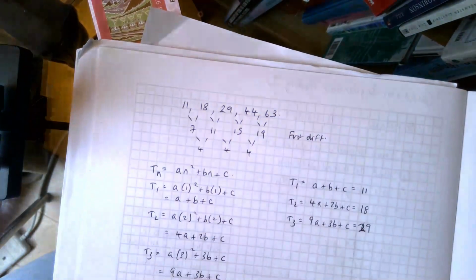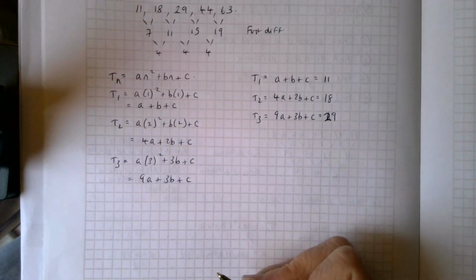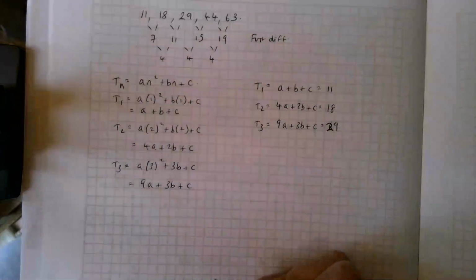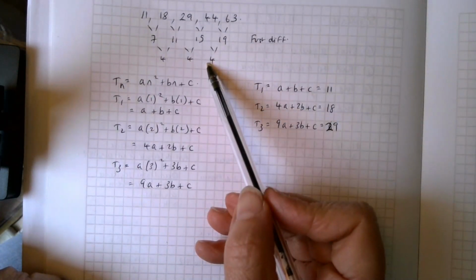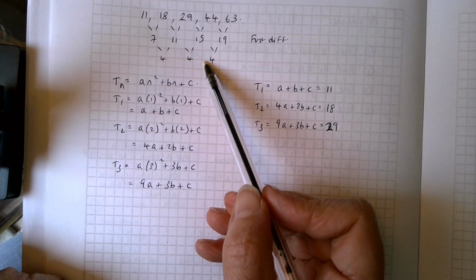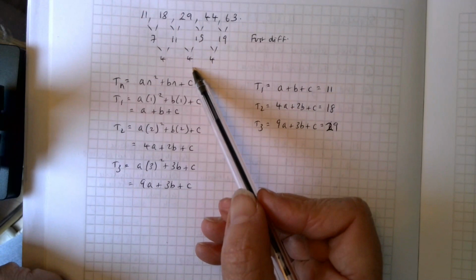Okay, so what I'm going to do is simultaneous equations in 3 unknowns. Now, obviously, if you remember that the second difference, 4, is twice a, then you could already get that a is 2. But let's assume you don't remember that, and let's just work as if you don't.